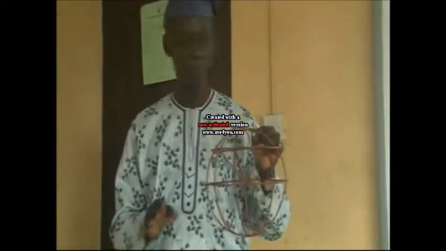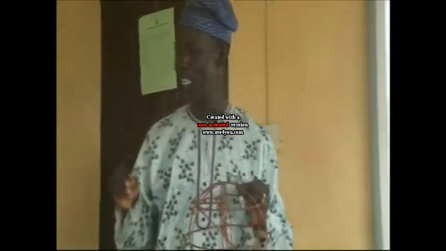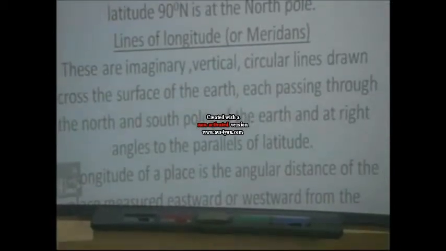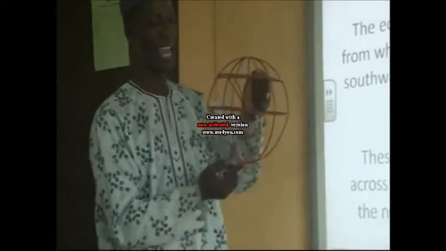Yes. Then what is longitude? As I said, a combination of the latitude and the longitude will determine the position of a place. Lines of longitude or meridians. These are imaginary vertical circular lines drawn across the surface of the earth, passing through the north and the south poles of the earth, and at right angles to the parallel of latitude.